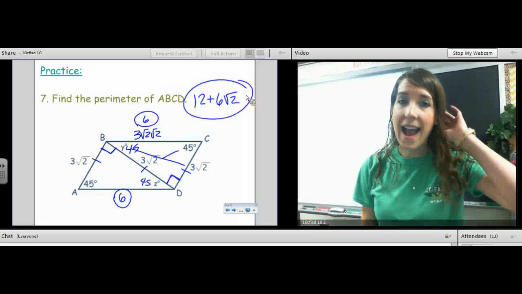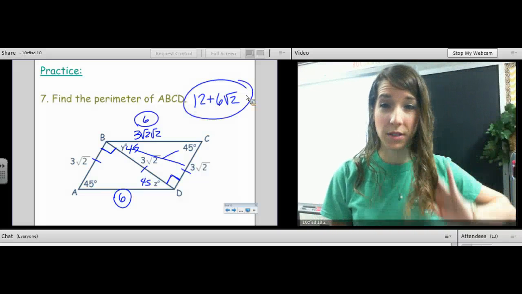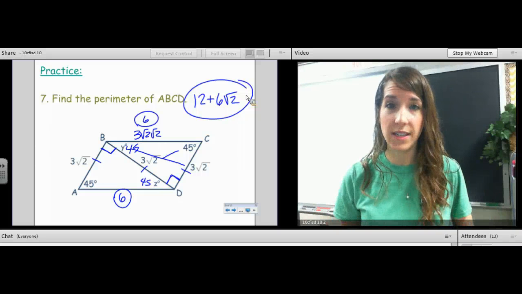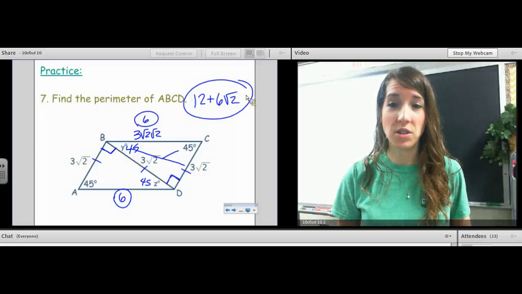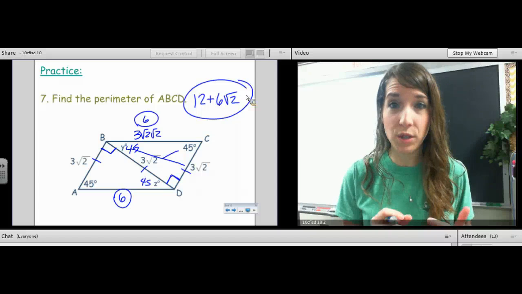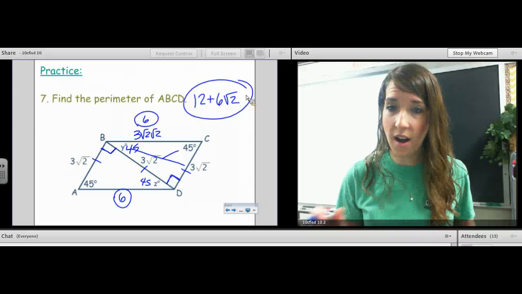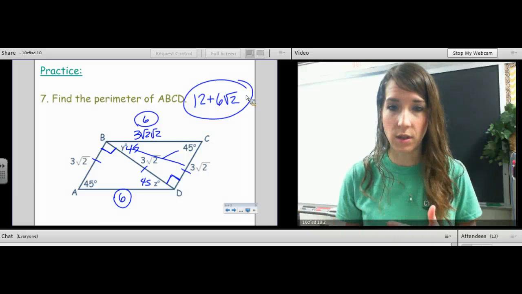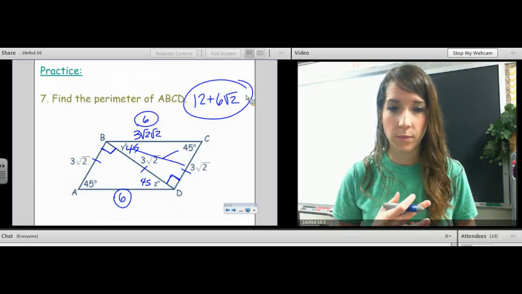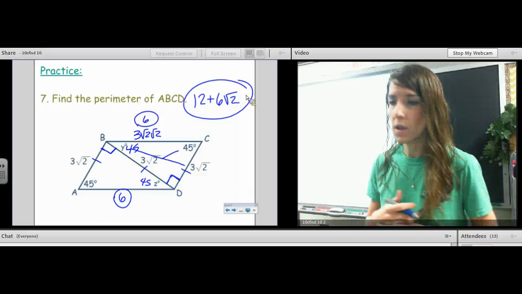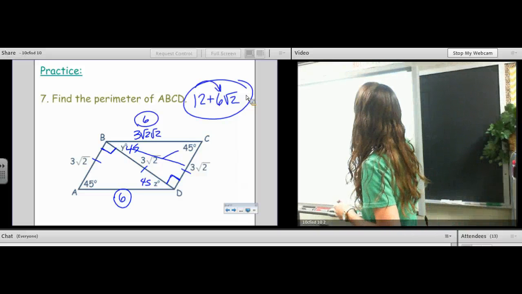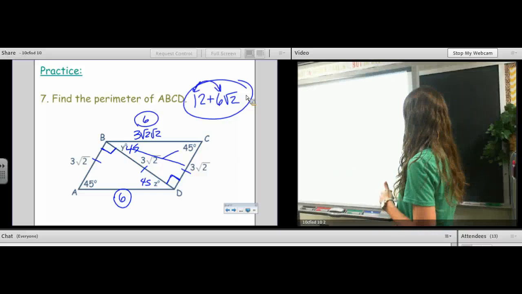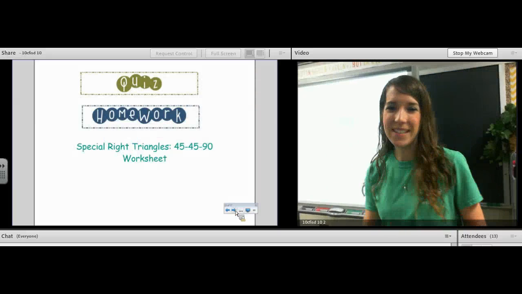You cannot add your integers with your radicals. You cannot combine the 12 and the 6. And people do that all the time. Do you know how many people are going to write 18 root 2 later on a quiz? It is not 18 root 2. It is 12 plus 6 root 2. Good. Yeah, these can trade places totally, but you cannot combine them. Quiz time.